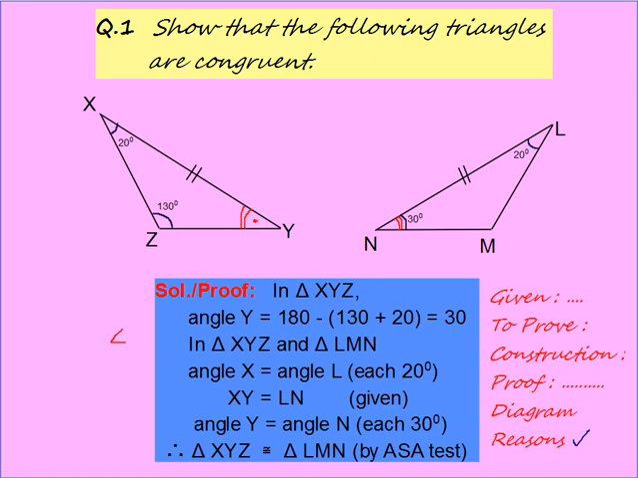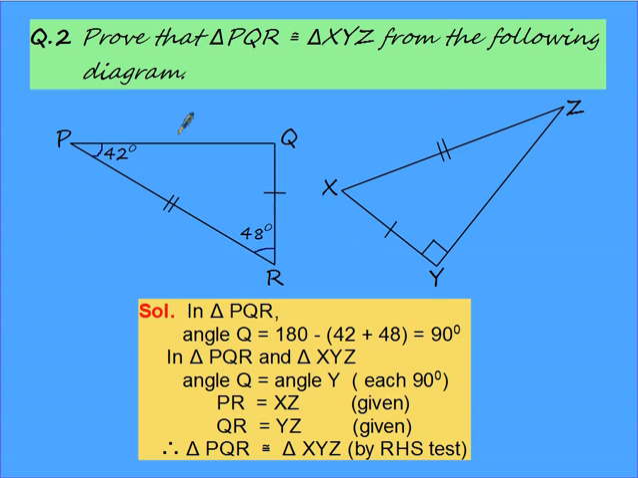Now in the second question, prove that triangle PQR is congruent to triangle XYZ from the following diagram. If you see the diagram, it is 42 and it is 48, and in this triangle no angle is given, but this is marked. This mark is for 90 degrees. Please make a note: if you are given this type of mark, it is a 90 degree angle. So if the sum of these two angles is 90 degrees, my third angle will also be 90. I can find it easily by using the 180 property, as we used in the previous question also. So this angle I can find easily, 90 degrees.